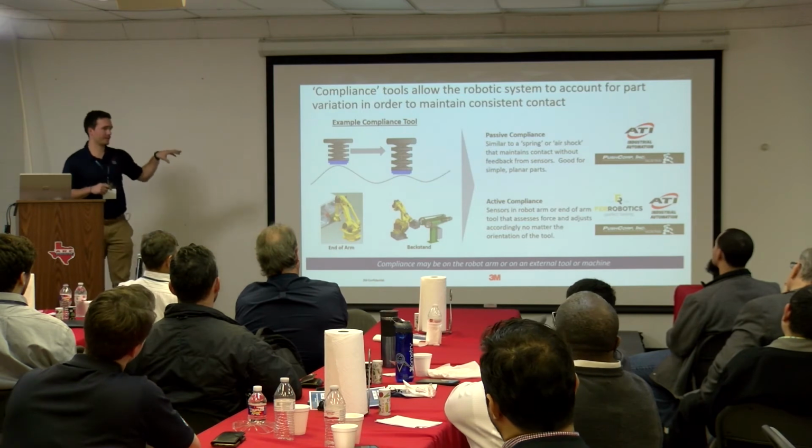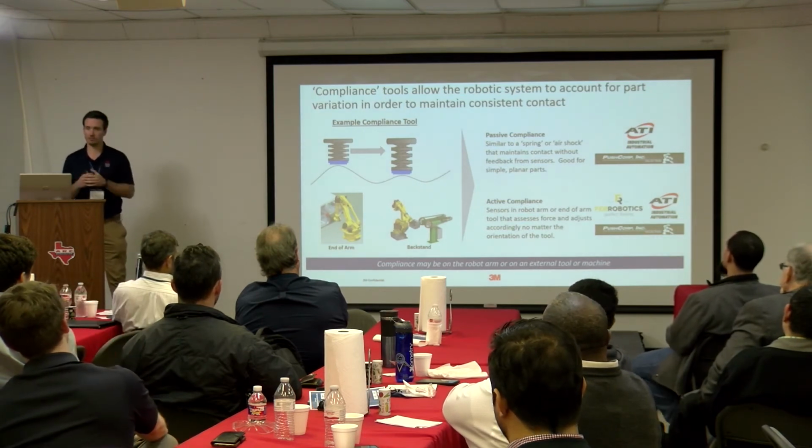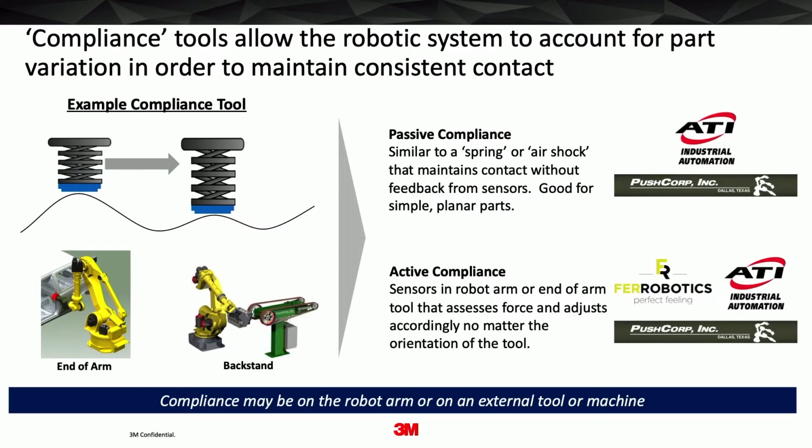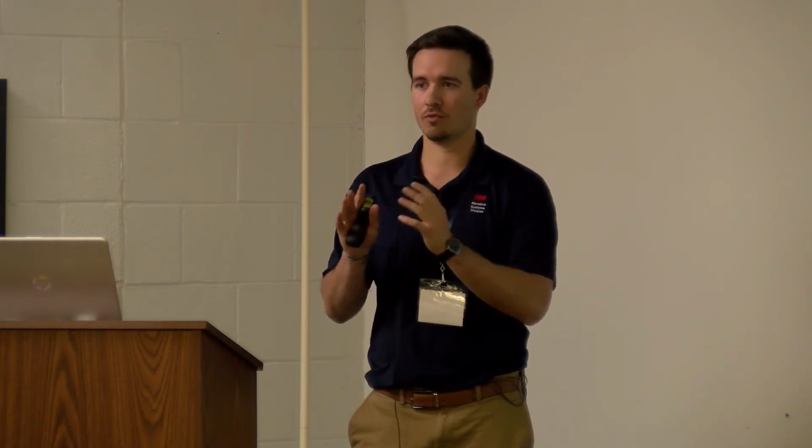There's two types of compliance that we talk about at 3M and in the automation world: passive compliance and active compliance. An easy way to think of passive is it's kind of like a spring or an air shock you're pushing up against. It's just going with the flow. But the biggest difference is the compensation of gravity. Active devices compensate for gravity. So as you rotate that abrasive or the tool around, it will compensate for gravity. If I want to put 5 pounds of force down this way, I can. I can also put 5 pounds of force this way, and it can calculate and make those changes.